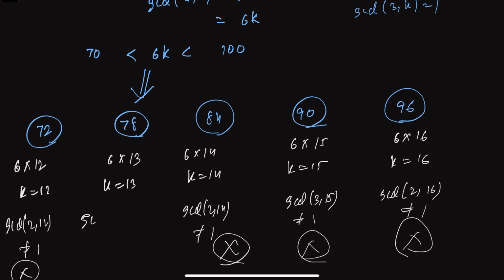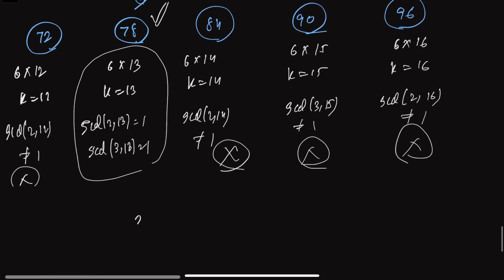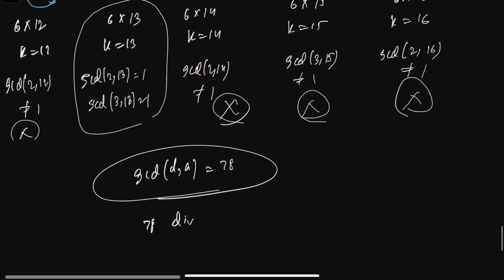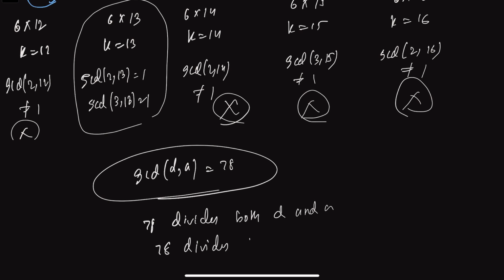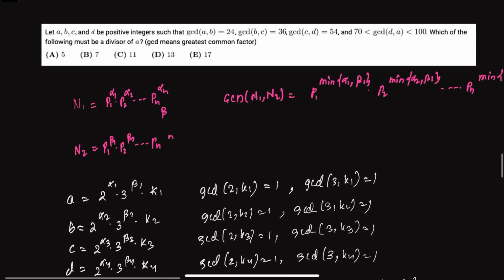If we consider GCD of 2 and 13, it is 1, and GCD of 3 and 13 is also 1. So that means 78 is the GCD of D and A. So that means 78 divides both D and A. That means 78 divides A as well. So if 78 divides A, that means 13 also divides A. So therefore 13 must be a divisor of A.